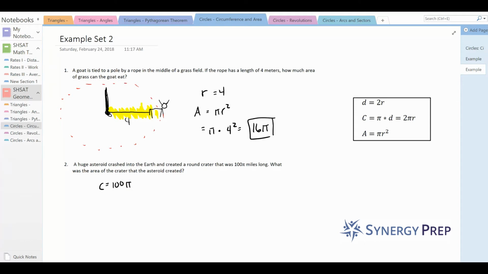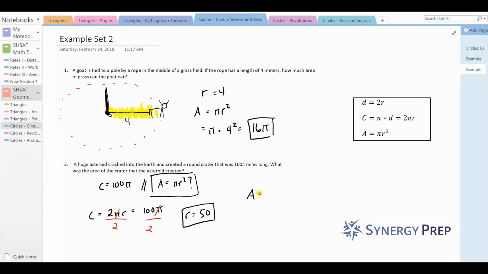So if we want to find the area is pi r squared, right? So we have to find the radius. So let's plug in the information. C is equal to 2 pi r, which is equal to 100 pi, right? We can automatically cross out the pi's from each side, and then you can divide both sides by 2. So the radius that you get is 100 divided by 2, which is 50. Okay?